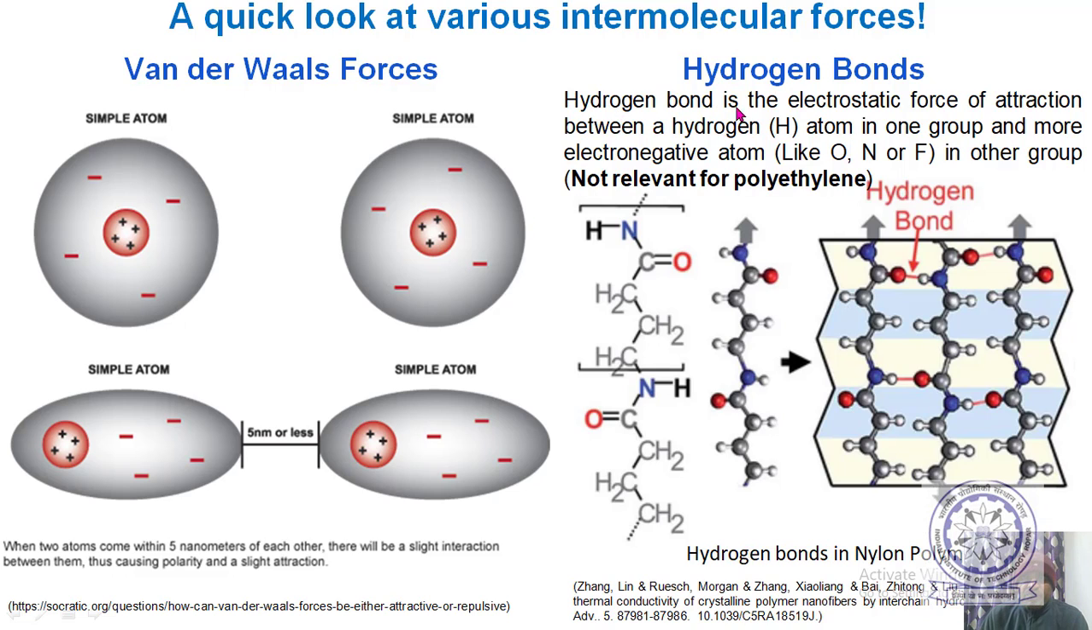Then hydrogen bonds. A hydrogen bond is the electrostatic force of attraction between a hydrogen atom in one group and a more electronegative atom like O, N, F in another group. Of course, not relevant for polyethylene, but here you can see it in the nylon polymer. This red one is oxygen, and it has a bond with this hydrogen. This is how intermolecular forces happen in a hydrogen bond.